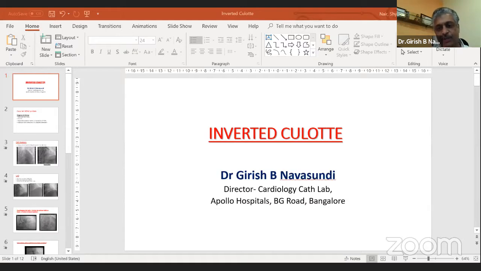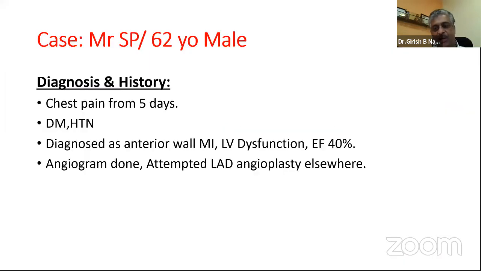This is not an inverted culotte. This was an inadvertent culotte. I want to present a case where an unanticipated bifurcation happened. One of my colleagues was doing this case, a 62 year old male patient who had chest pain for about 5 years, diabetic, hypertensive, with interval hypokinesia but still preserved viability, and EF was about 40%. And he had a severe single vessel disease.